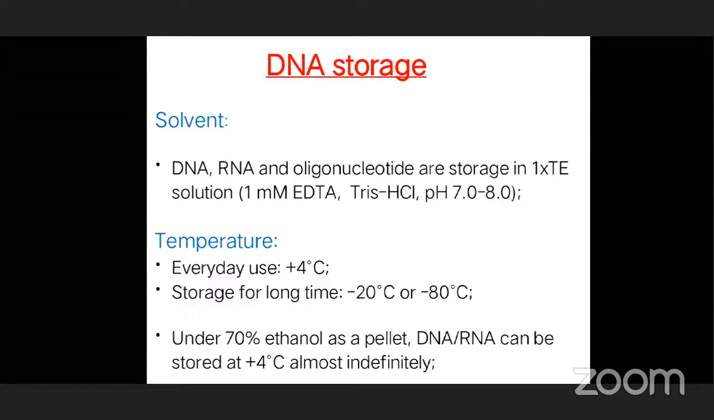For everyday use, plus 4 degrees centigrade is sufficient. Routine freezer temperature is sufficient for everyday use. But for long-term storage, minus 20 to minus 80 degrees centigrade is required. Also, as a pellet under 70% ethanol, DNA or RNA can be stored at plus 4 degrees centigrade almost indefinitely. This temperature is required for DNA storage. Mostly for everyday purposes 4 degrees, and for long-term purposes minus 20 to minus 80. Also see this slide.